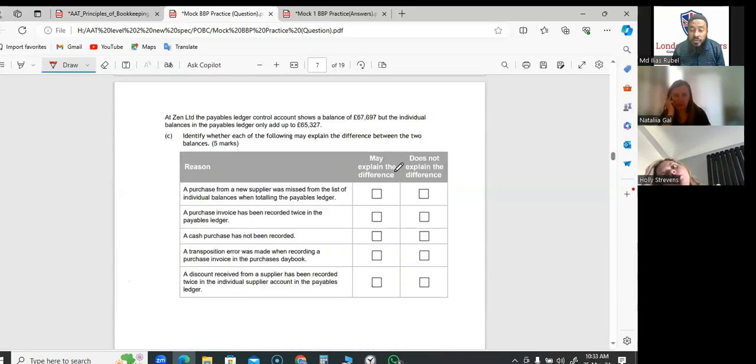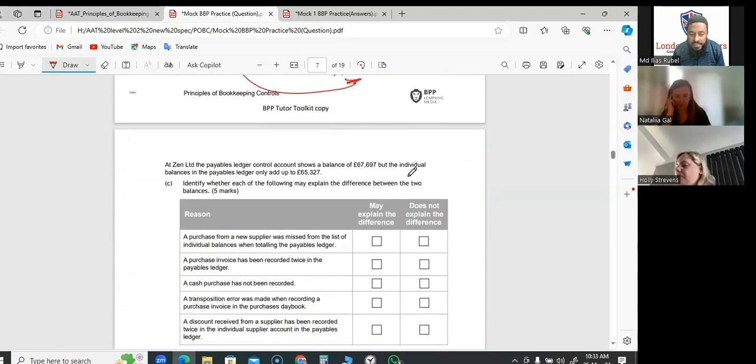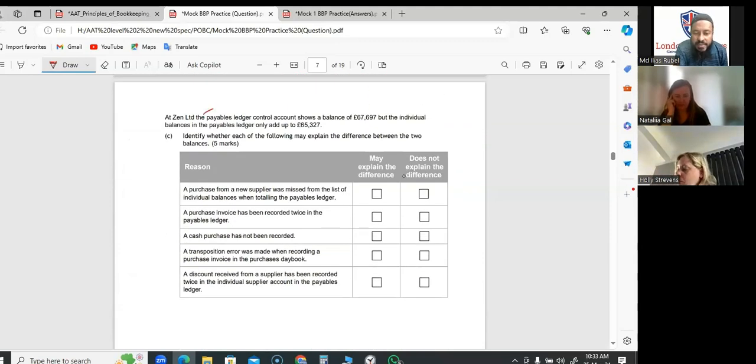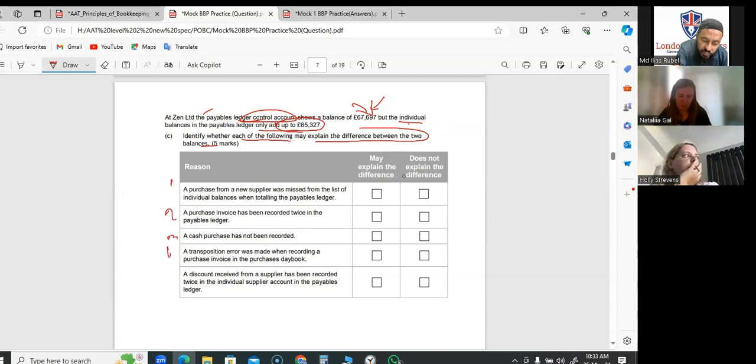Okay, moving into the true-false answers. At Zen Limited, the Payables Ledger Control Account showed a balance of this, individual balance. The one I showed you, they're asking, I believe so. But this is slightly different figures. Control account is higher now, and individual ledgers are lower now. Control account is 67, but individual is 65. Identify whether each of the following explains the difference between the two balances. 1, 2, 3, 4, 5.